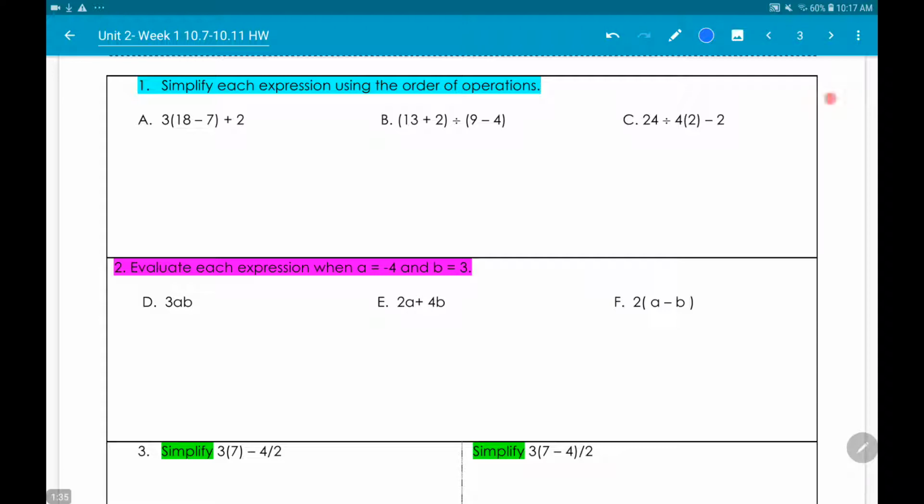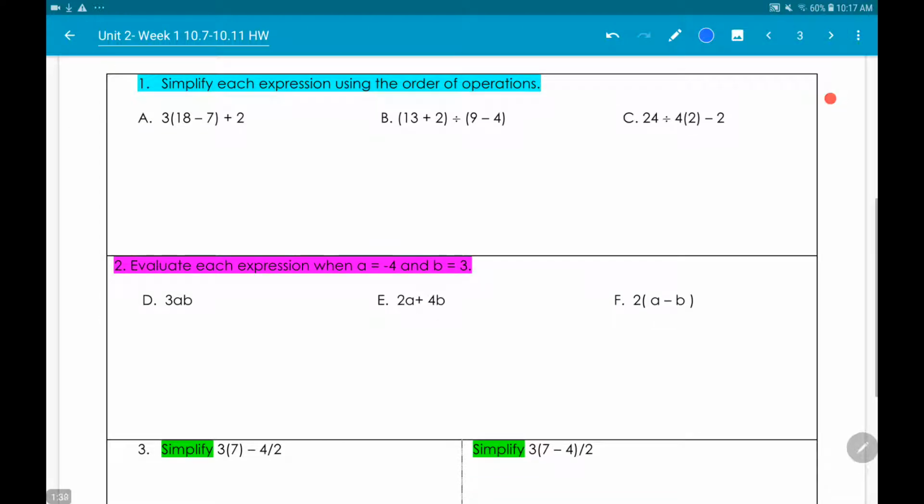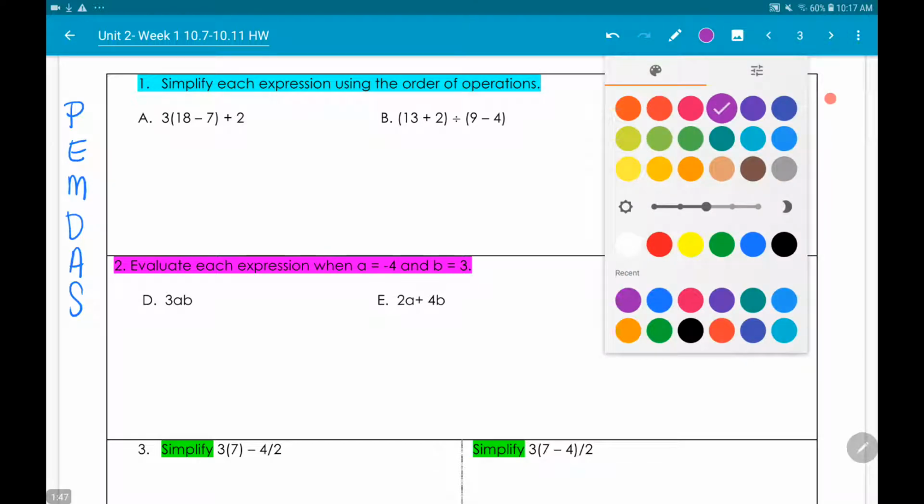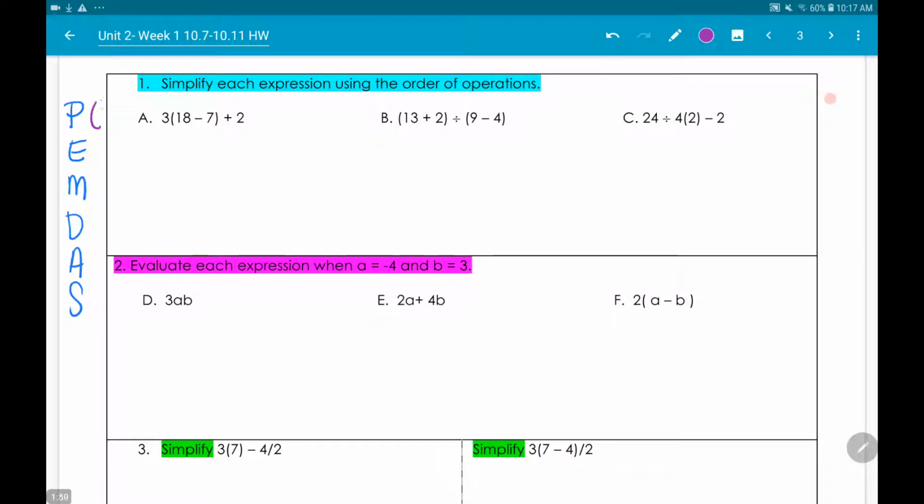So when we have any simplifying, we need to use PEMDAS. All right, and if you don't remember what PEMDAS is, let's quickly review. PEMDAS means parentheses first, then our exponents, multiply, divide, addition, or subtraction. Okay, so this means that I start with what's in my parentheses. So I'm going to start by simplifying what is in my parentheses.